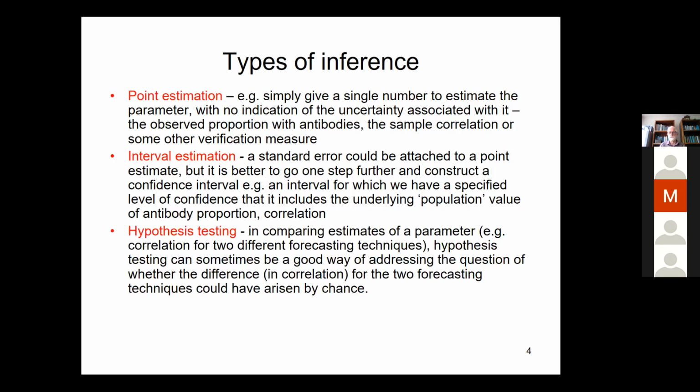Then you can do hypothesis testing. There are circumstances where that's very useful. If you've done two different forecasting procedures and you want to know which is better, you may look at the estimates you've got from the two procedures and formulate the hypothesis that really the underlying performance is no different, and test that null hypothesis. For instance, if we'll be later on looking at correlation, is the correlation for one forecast better than for the other, or could it just have arisen by chance? And we're going to emphasize interval estimation.